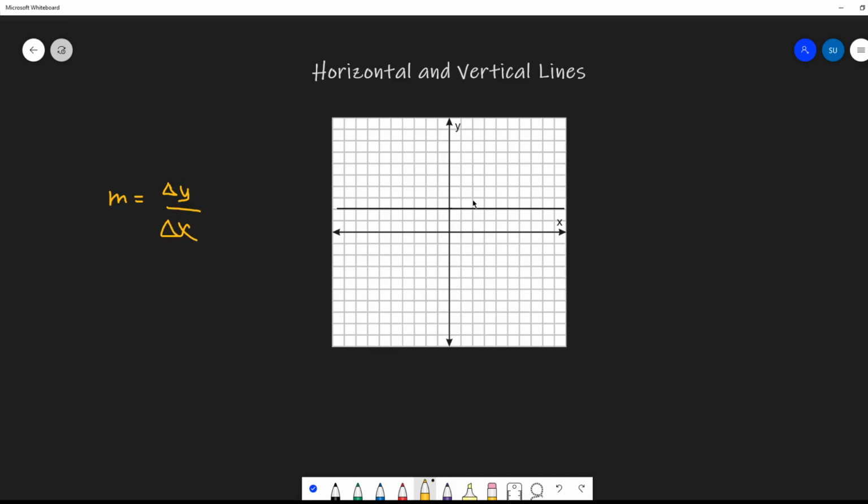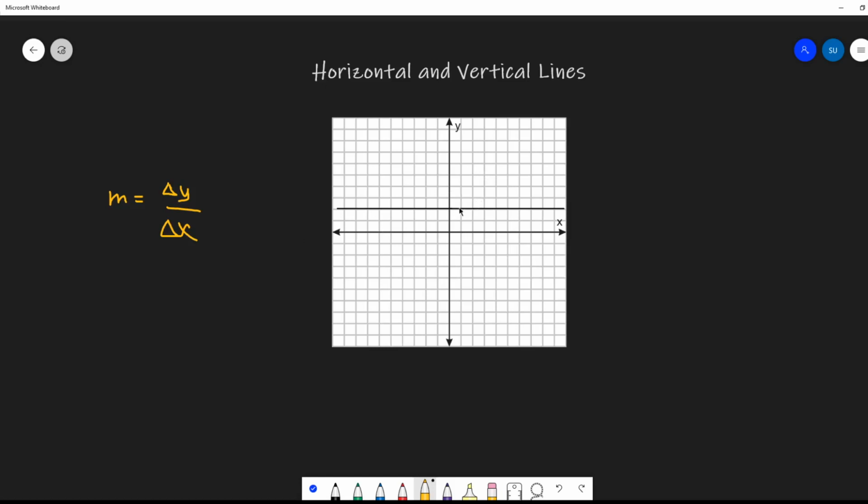Now, if you look at this horizontal line, you'll notice that there really is no change in y because the line is not increasing at all. It's staying still. It's staying constant, staying static at one y coordinate on the graph, right?